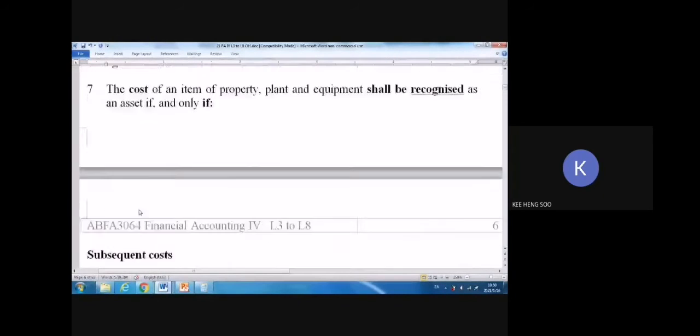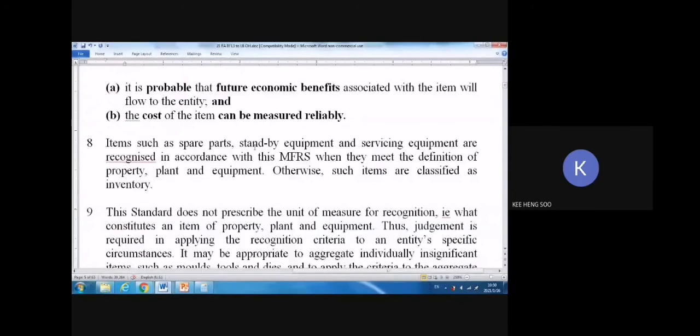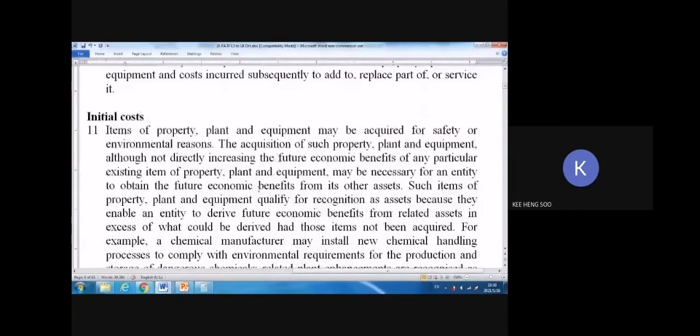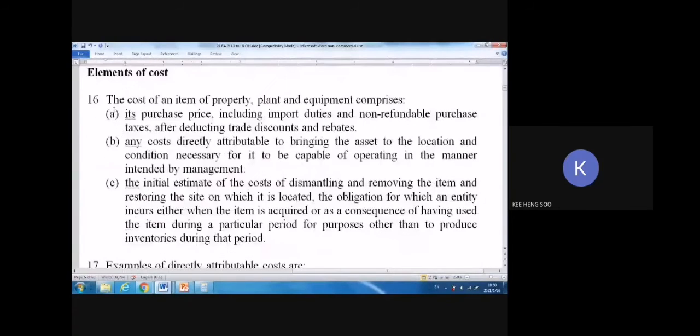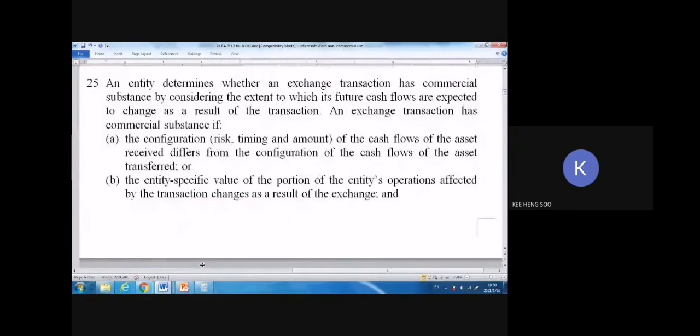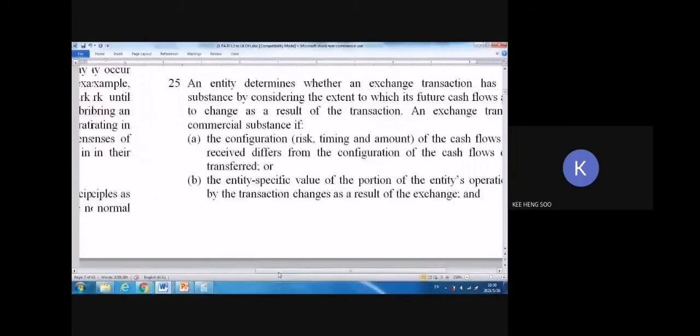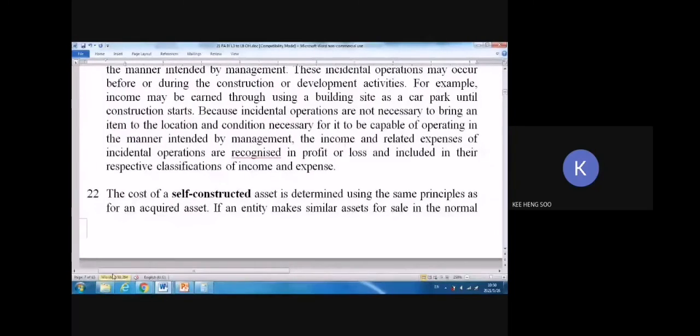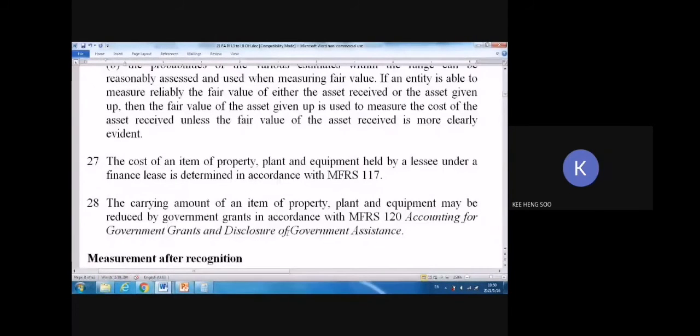Remember that I mentioned the cost. What is cost recognition? Initial cost, what does it mean? And measurement cost, what are the elements of cost? Remember paragraph 16? Paragraph 16 tells you the purchase price, directly attributable cost, initial estimate. This one next week I'll cover. You read first, until paragraph 28. After the class, you read until paragraph 28. Then next week I'll just continue with PPE.